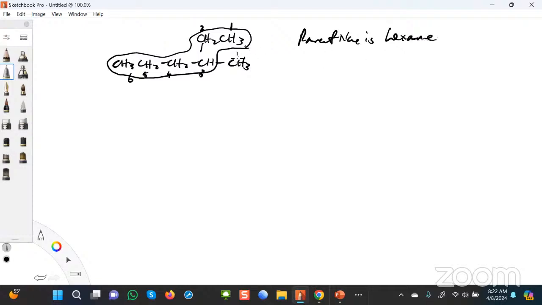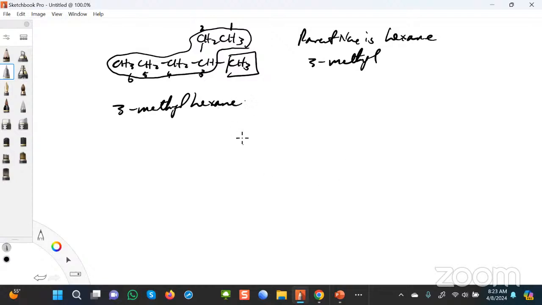And we have the methyl group here, bonded to carbon number 3. So I'm going to put 3-methyl here. So based on what I have so far, the name of this compound would be 3-methylhexane. All right, so that's basically how that is named. We have the parent name, which indicates the number of carbon atoms in the longest chain. We have identified one of the branches, which is the methyl group, and that methyl group is bonded to carbon number 3. So therefore, that's why the name of this compound is 3-methylhexane.